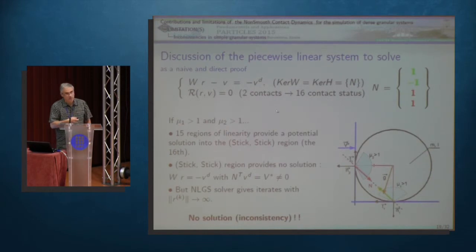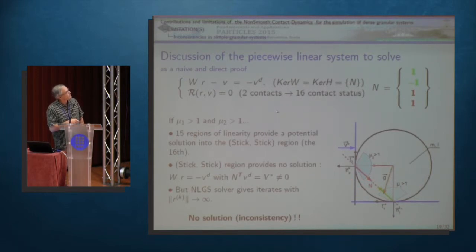Finally, we have a simple piecewise linear system to solve in this case with a linear part where the W matrix is singular. The null space of W is the null space of H, and this null space is generated by a single vector, which is represented in this figure by these two impulses in opposite directions with the same magnitude, of course.